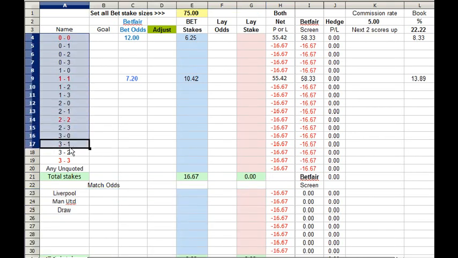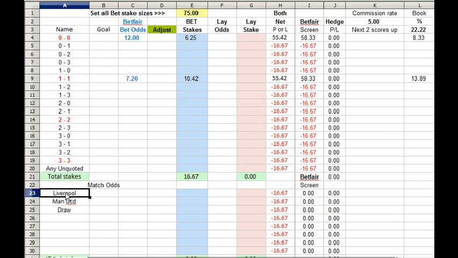I've got some correct scores labelled up in there, and you can put anything else you want in your other market down at the bottom. I've got some match odds. Okay, so that's where you input the names of your selections in column A. Input your bet odds. This is a Betfair sheet in column C, and as you enter those odds, the bet stake to equalise your Dutching is shown in column E.